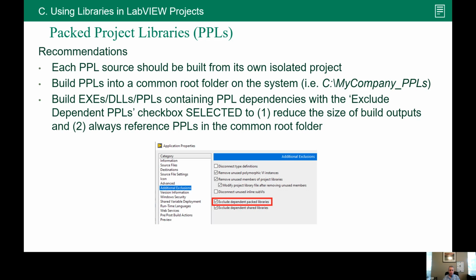And then my last recommendation: when you build any EXE or DLL or PPL that depends on PPLs, make sure to go into the additional exclusions page of App Builder and select the exclude dependent packed libraries option. What that does is it makes it so that all of your builds link to the PPLs that are sitting in that common root folder. So if you follow these recommendations, I'm not guaranteeing you won't have problems, but you will probably have fewer problems.